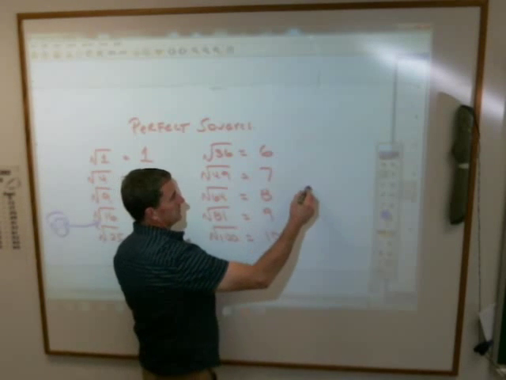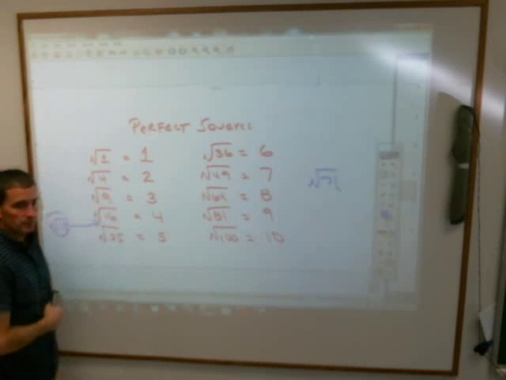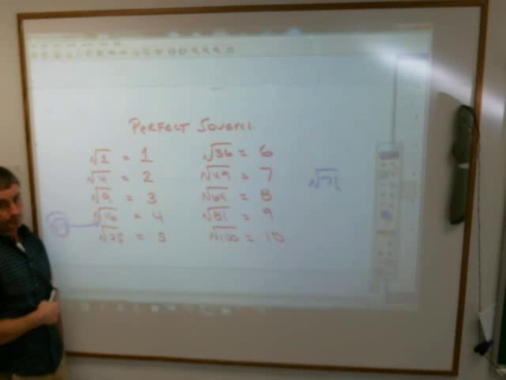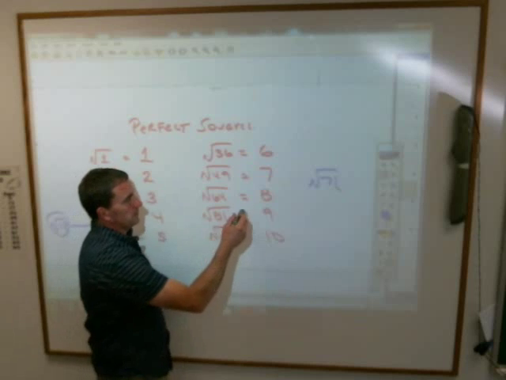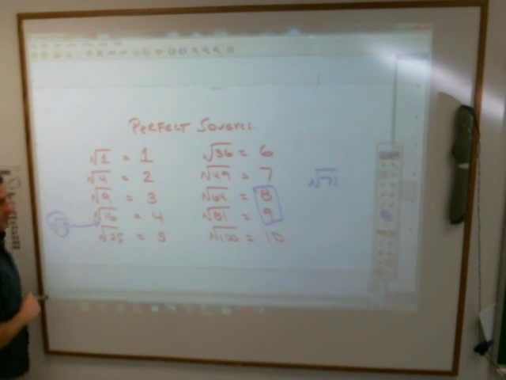If I said the square root of 71 is close to what? What two whole numbers would the square root of 71 be between? Wade? 81 and 64. Right, so it'd be between the square roots of those two, somewhere between 8 and 9.